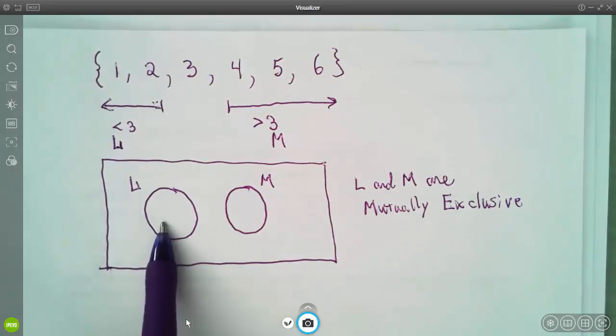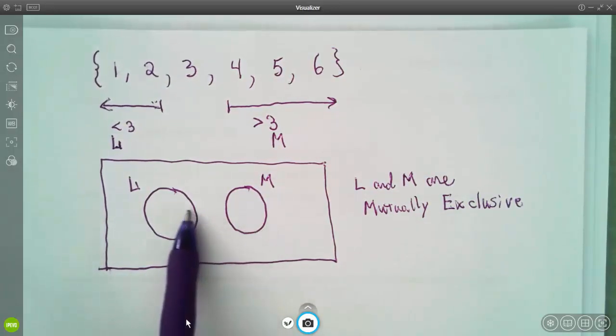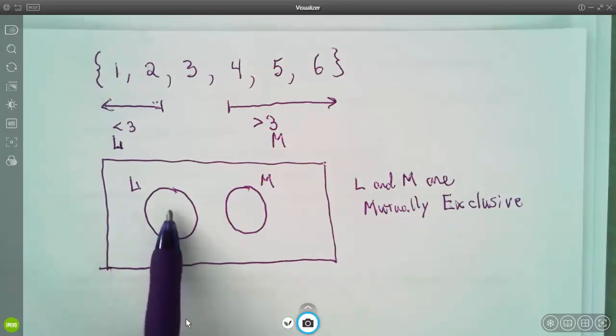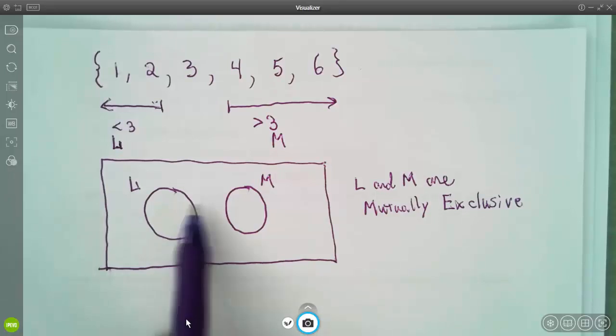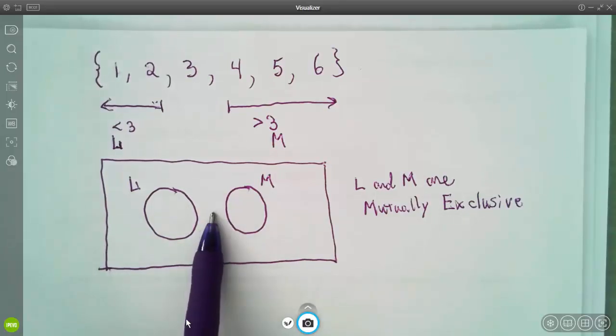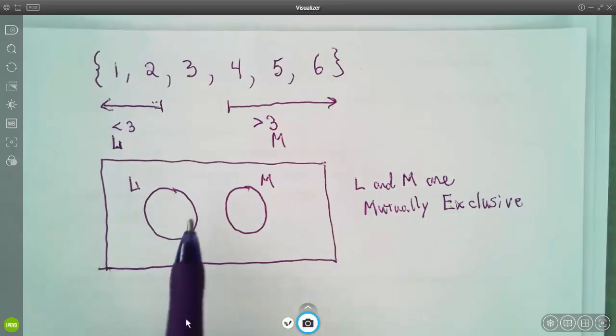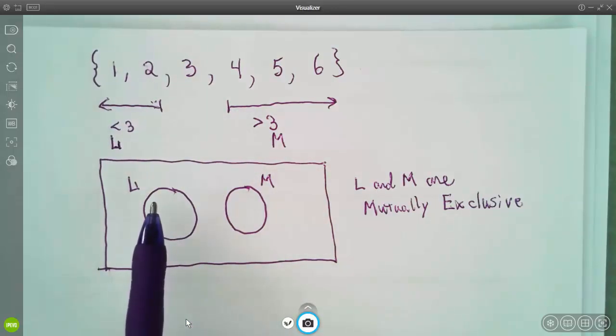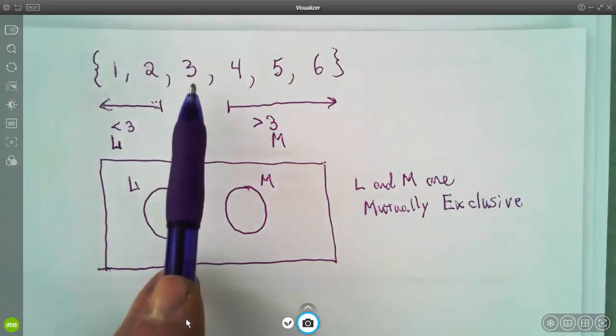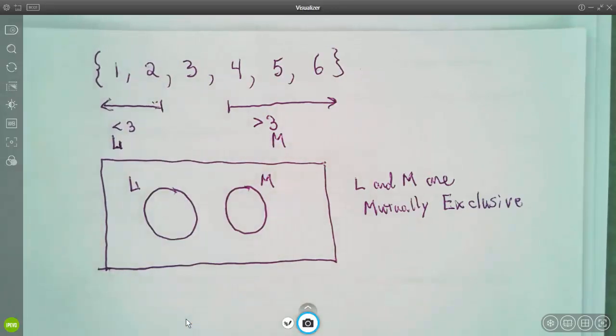One thing you might want to notice is this. If we were to draw a Venn diagram for the event less than 3 and more than 3, we wouldn't get those overlapping circles because there are no outcomes that produce a number of dots that are both less than and greater than 3. As a matter of fact, we're getting less than 3 or greater than 3, just excluding the 3, right? That's the only thing that's not in here. So there's nothing in the overlap.